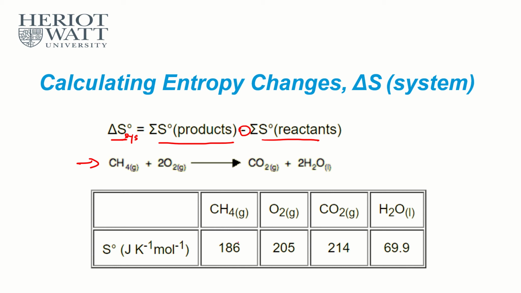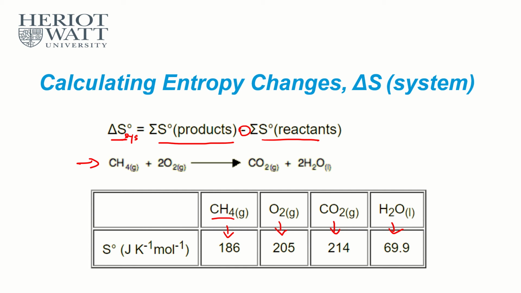This is the table given for the entropy values for each of the compounds or elements involved. CH4 in the gaseous state will have its own entropy value, oxygen as well, carbon dioxide, and water. These will be all the respective entropy values. Notice that the unit is joules per Kelvin per mole, and that's important because when you give your final answer, you should state the unit together with its value.